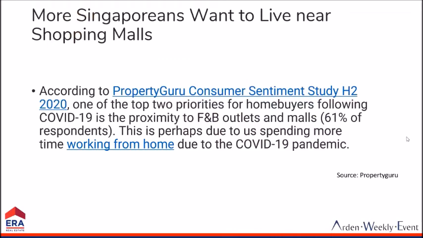Okay, now we talk about shopping malls. Same thing. PropertyGuru had a consumer sentiment study. One of the top two priorities for home buyers following COVID-19 is proximity to F&B outlets and malls. 61% of respondents said they would like to be nearer to the F&B outlets and the malls. I think this is because more and more people are working from home due to the COVID-19 pandemic. This is by PropertyGuru.